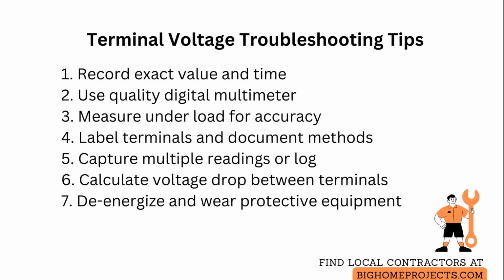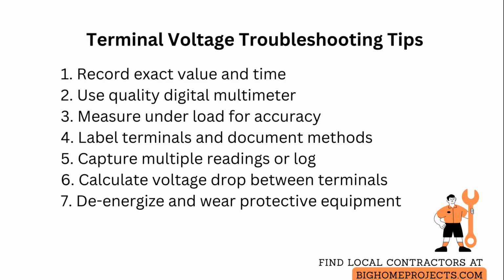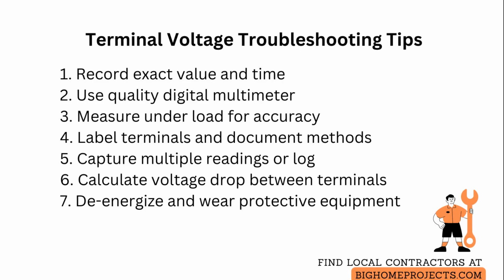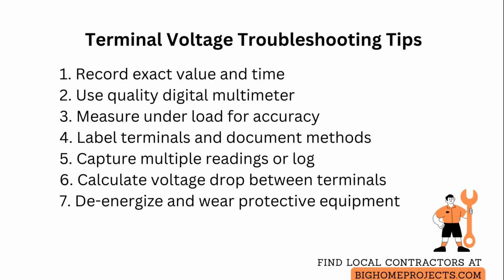lead to the terminal and the other to a verified reference point or neutral, holding steady until the reading stabilizes. For circuits with intermittent behavior, perform measurements under load, noting the connected device state and whether the meter's presence changes the circuit. Load testing uncovers voltage drops and weak connections that no-load checks often miss.